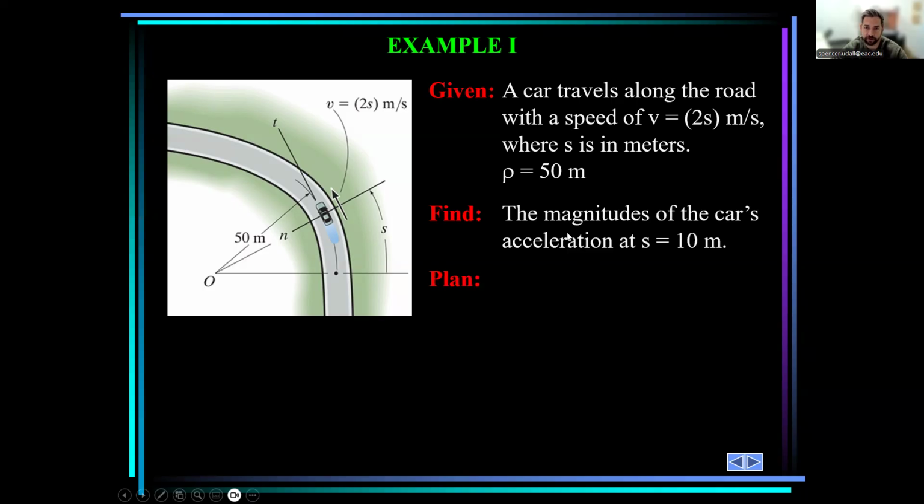So we're going to find the magnitude of the car's acceleration at s equals 10 meters. Okay, so we're going around a curve, so we are going to have a normal acceleration inwards to the middle in the normal direction. And also, do we have a tangential acceleration? That's what we've got to ask. If v is a function of s, that sounds to me like the velocity is going to change the more we drive. So yeah, we're changing our velocity. We also have a tangential acceleration.